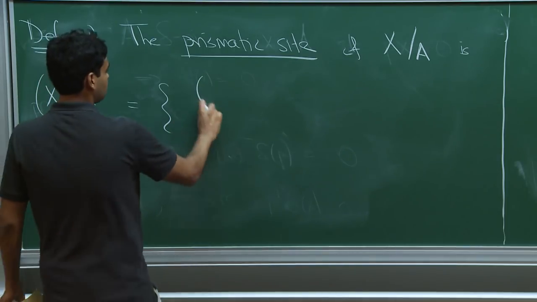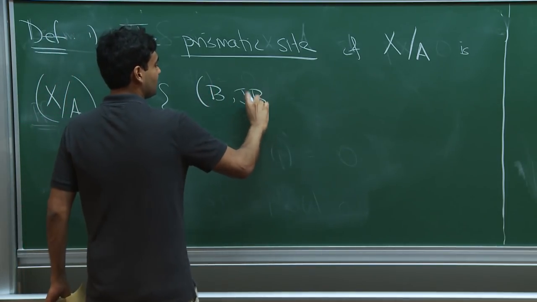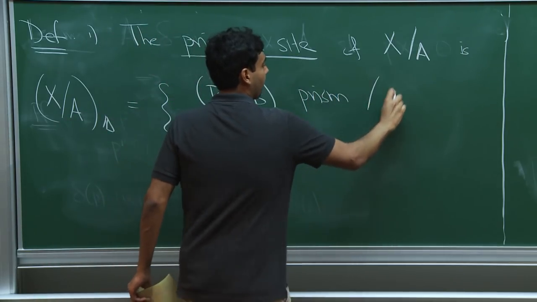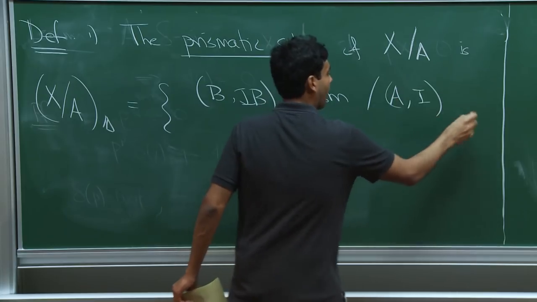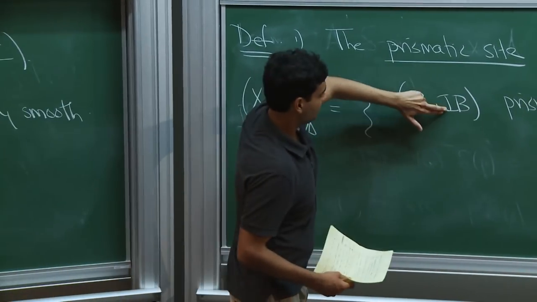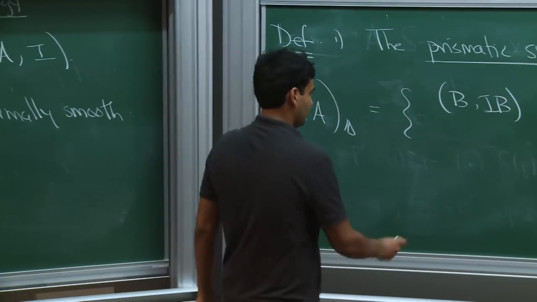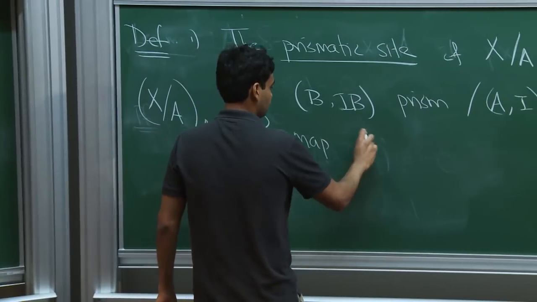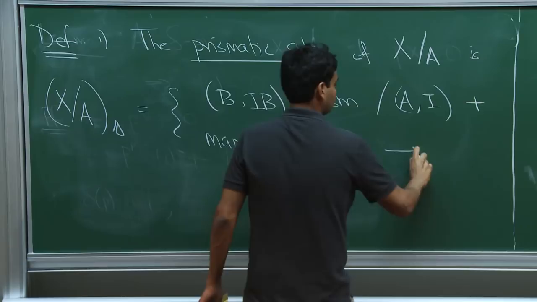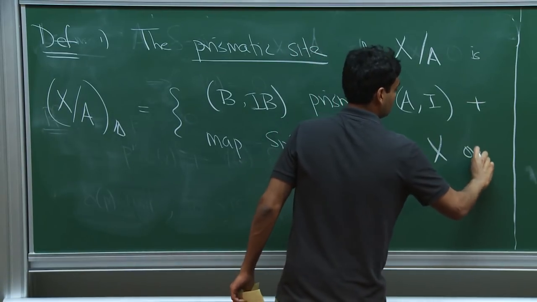Yeah, Elsa. So I start off with a prism over A, which by this lemma, or the corollary, has to be of this form. The ideal is just I times B. And then I have a map from Spec of B mod IB into X over A mod I.